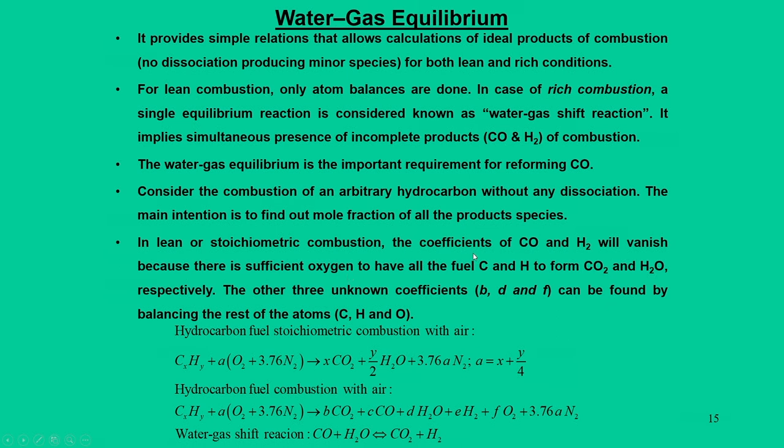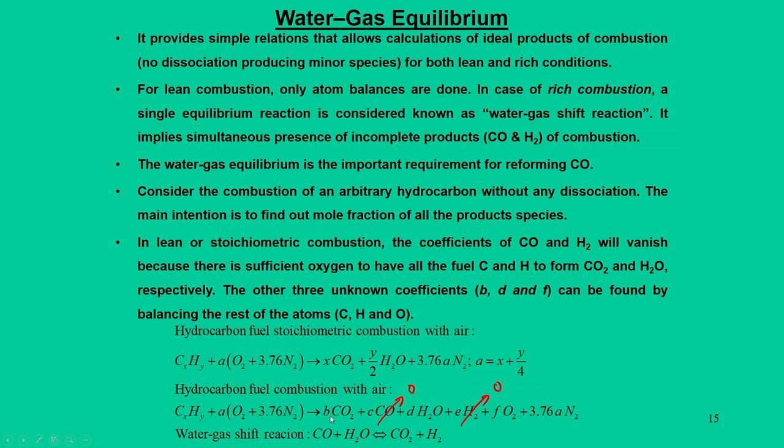Suppose, in the first case, the mixture is lean. What is going to happen? The coefficients of CO and H2 will vanish. That means the CO will vanish and H2 will vanish. So, the reaction for a lean combustion would be that the hydrocarbon fuel, when it reacts with the oxidizer, will produce CO2, water and O2. Now we can have balanced equations, with components like carbon atoms, hydrogen atoms and oxygen atoms.